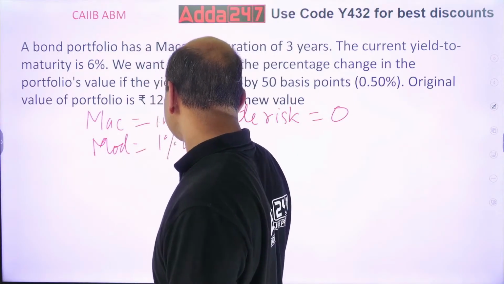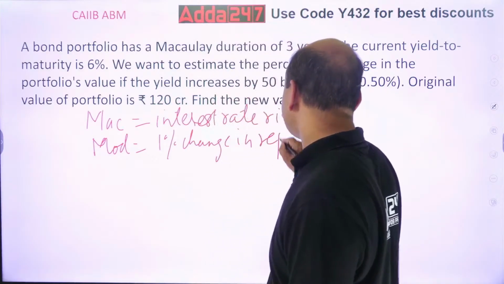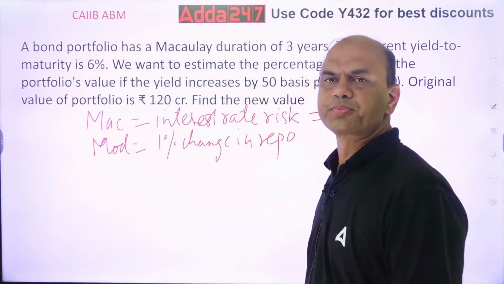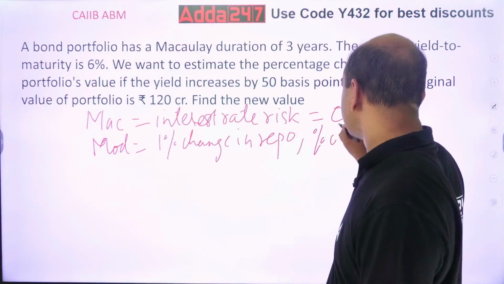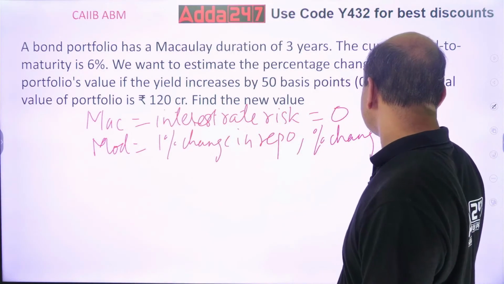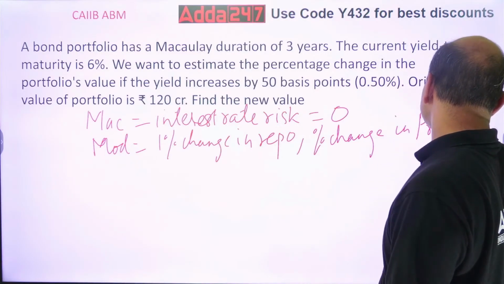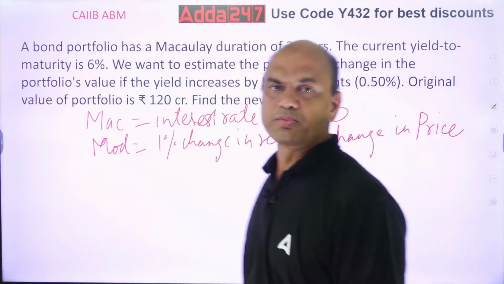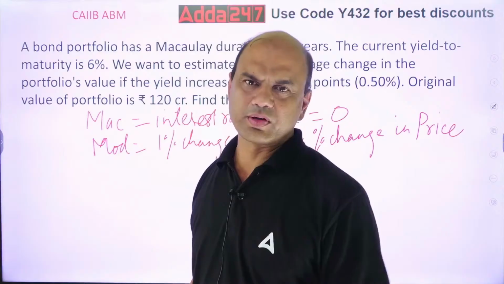change in repo, or any benchmark. The percentage change in price of the bond. This is known as modified duration. Price of the bond or the portfolio, whatever it is.